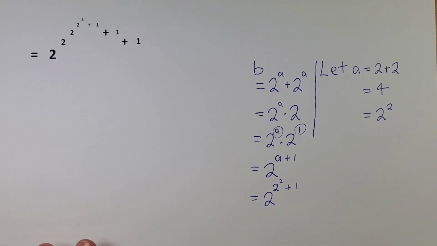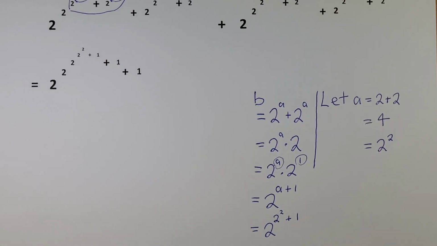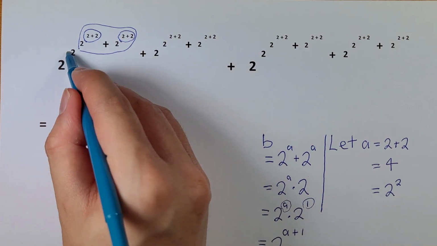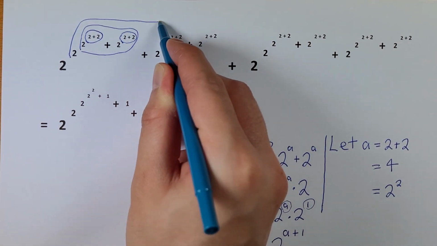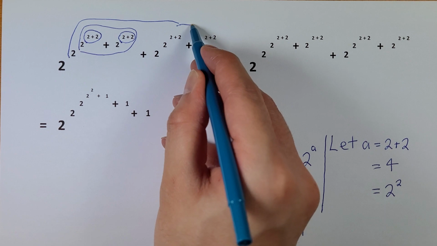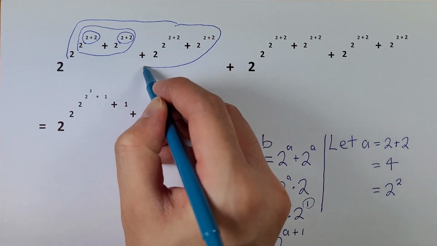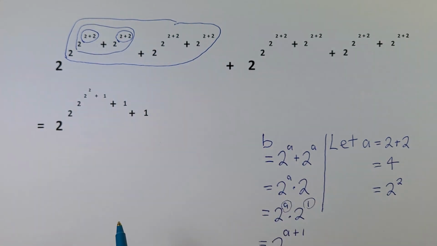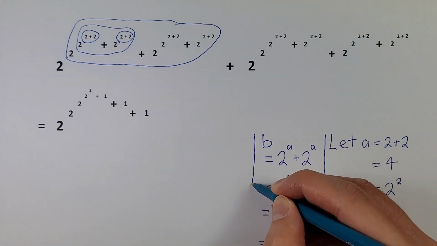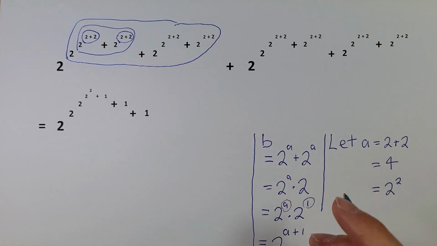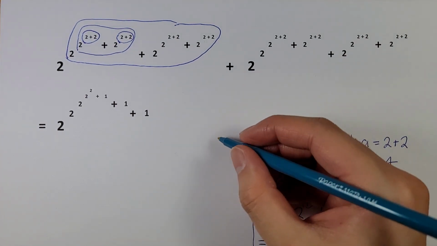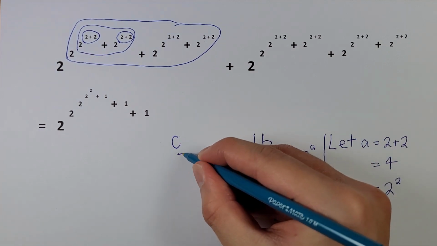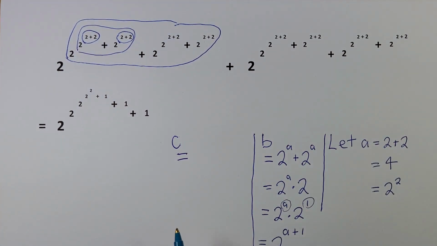Now, let me look at this next number here. It's a bigger number. And the number I have in mind is this number here. Now I'm going to let this number equal c. So I'm going to write c here. Now what is c equal to? Well, let's take a look.